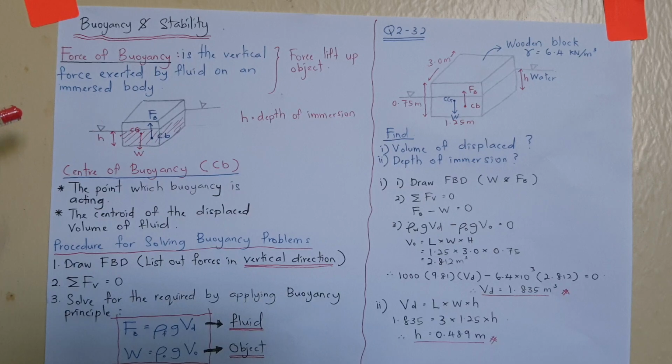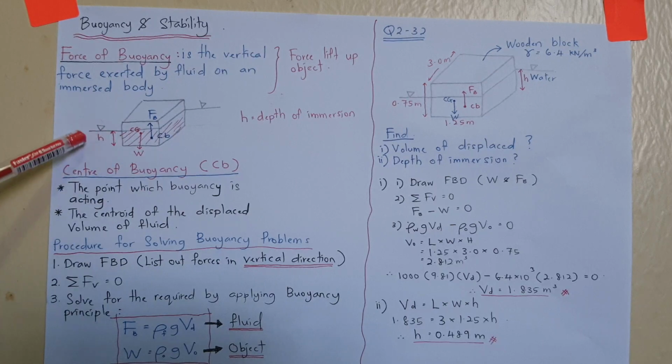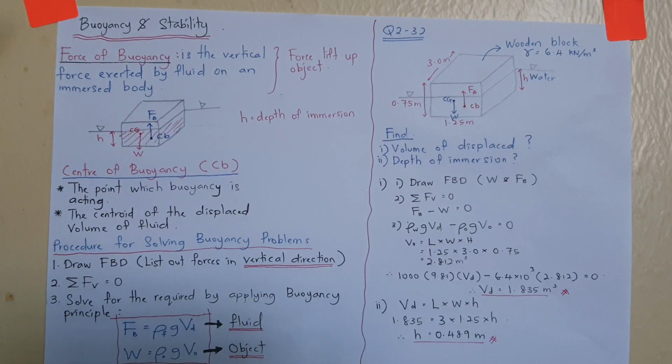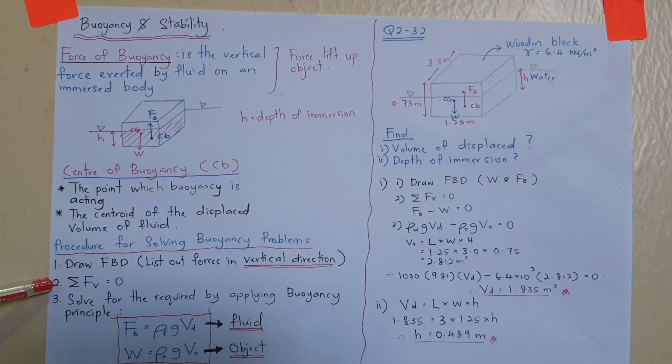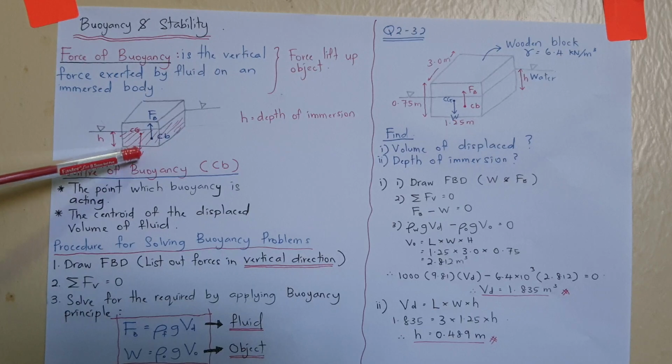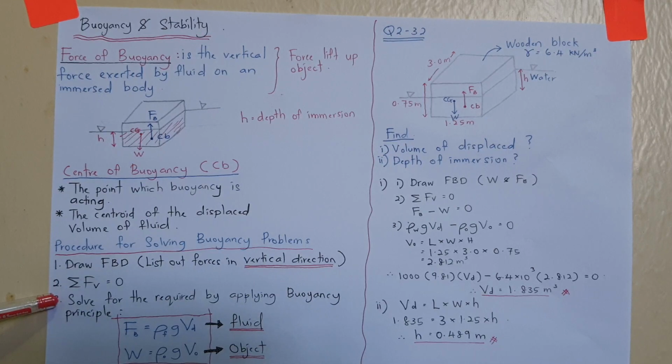Where is the Fr that we learned last week? Remember, Fr is the horizontal force on the object. In buoyancy, we only consider forces in the vertical direction, so only two forces: force of buoyancy and W. Step number two, do the summation of forces in the vertical direction and write the equation equal to 0. So with force of buoyancy upward as positive, FB minus W equals 0. Step number three, solve for the required quantity by applying the buoyancy principle.